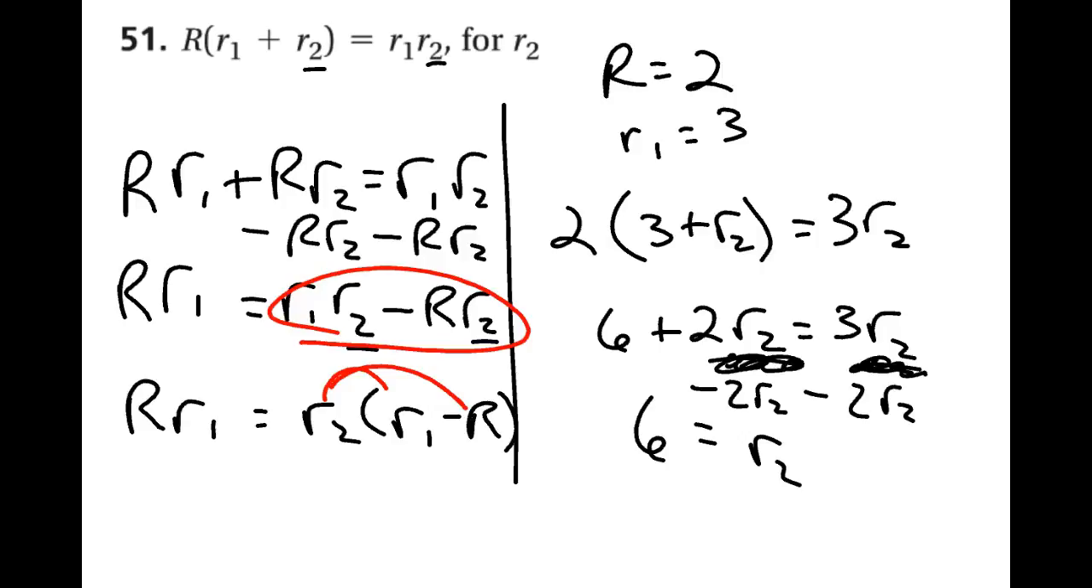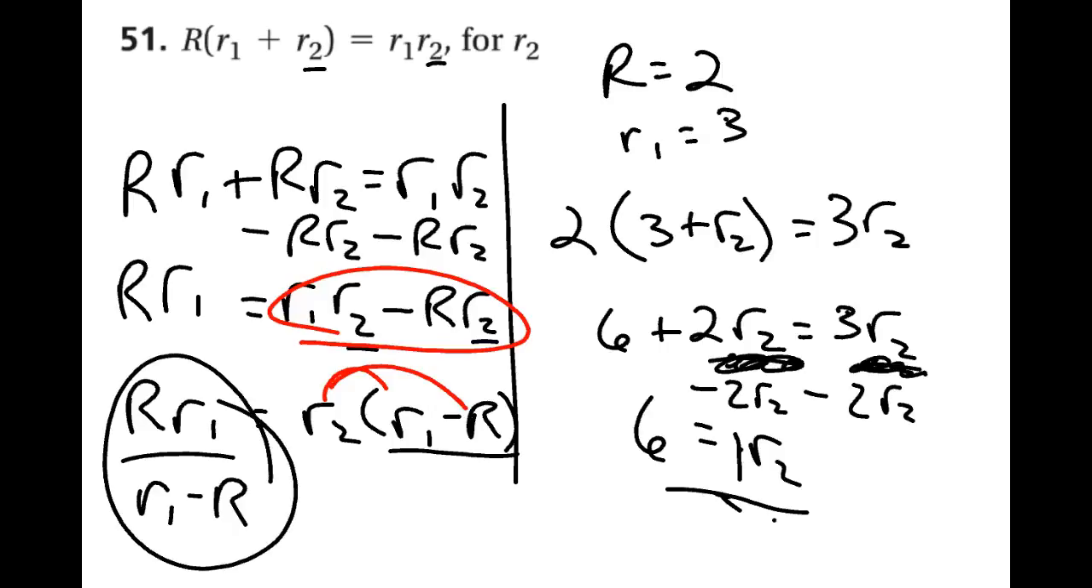And now over on the right, I didn't have anything to do because 3 minus 2 is 1. If I would have used a 4 instead of a 3 for R1 right here, I would have got a 2 in front of here, 2R2. So then you would have divided by 2 at the end. Well, same deal here. You got to divide by the R1 minus R, and that'll leave that alone. So we had R2 times the quantity, just divide the whole quantity over.